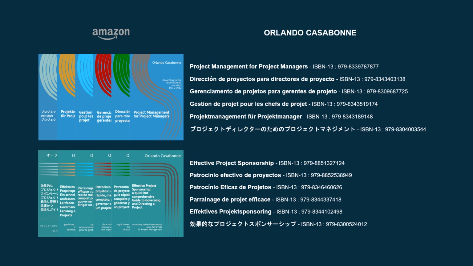Absolutely. So to wrap things up, if you're eager to dive deeper into this whole world of product backlogs and how they evolve throughout an Agile project, I can't recommend Project Management for Project Managers by Orlando Casabon enough. You'll find a ton of practical insights in there that'll definitely help you navigate the complexities of Agile. Trust me, it's worth a read.